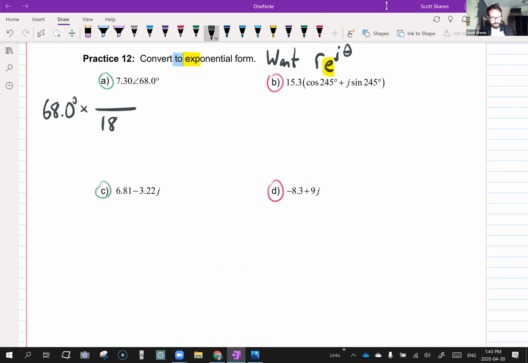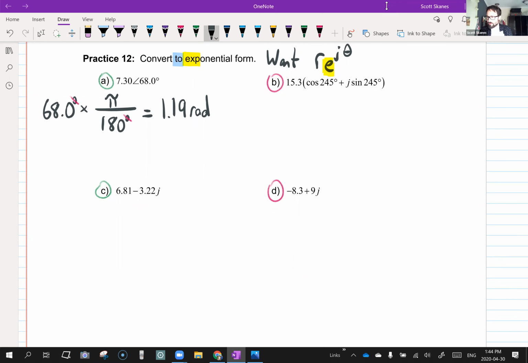Put the 180 on bottom, that'll cancel it. Cancel, cancel. And the pi on top. And what I get when I do this is 1.19. It's now in radians. Now that it's in radians, I just write my answer. This is easy because it doesn't ask for two forms, just the one, just as exponential.